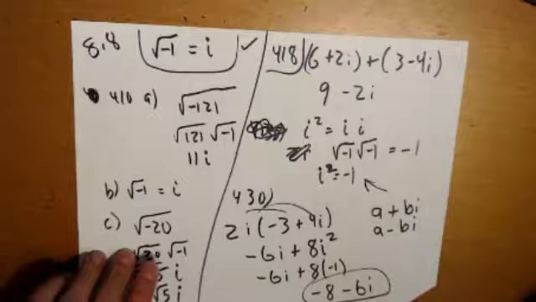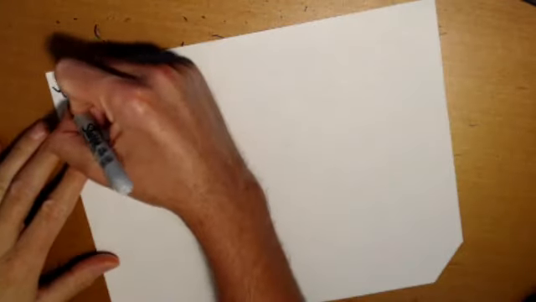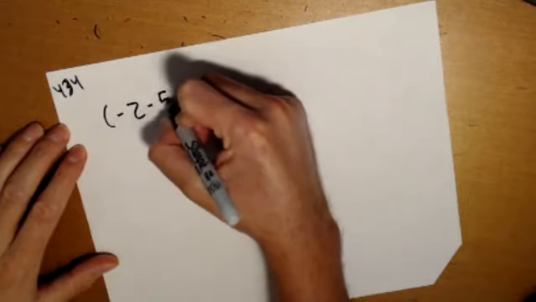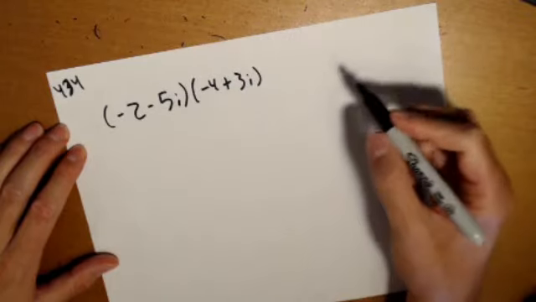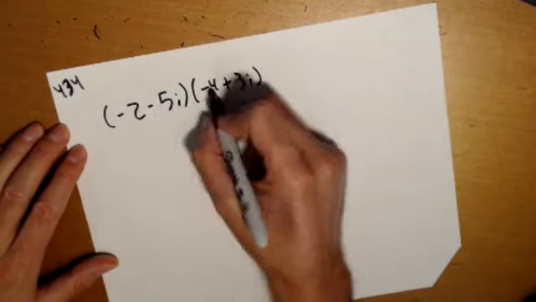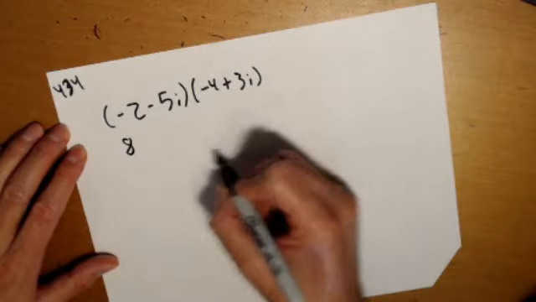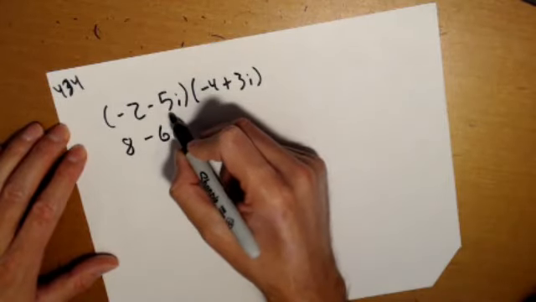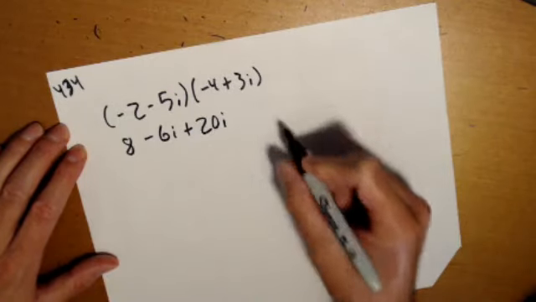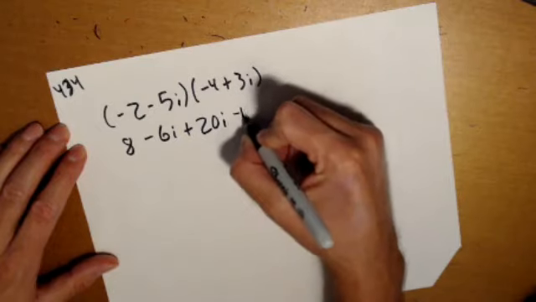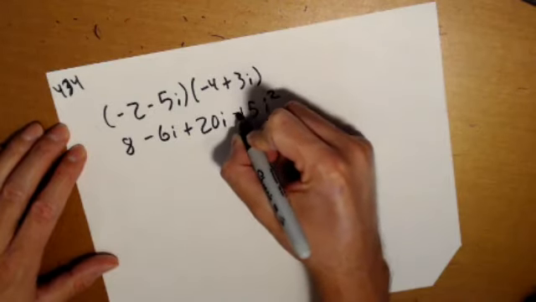Okay, let's try 434. So 434, we're just going to FOIL. No big deal. Negative 2 minus 5i, and then negative 4 plus 3i. So FOIL, firsts: negative 2 times negative 4 is 8. Outsides: negative 2 times 3i is negative 6i. Insides: negative 5i times negative 4 is positive 20i. And then last: negative 5i times positive 3i is minus 15i squared.